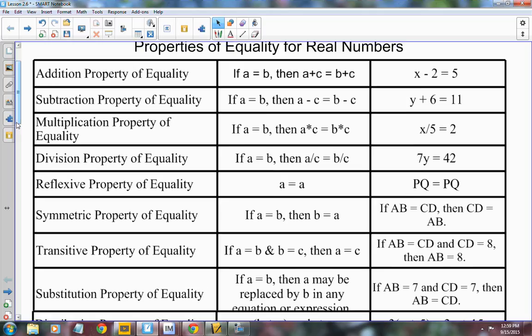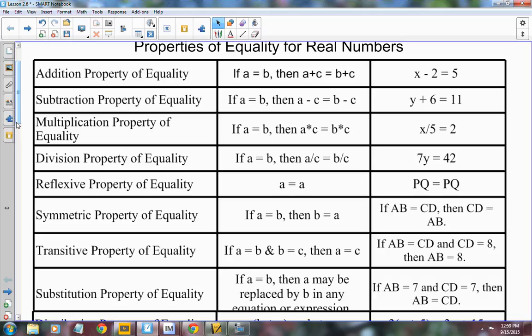Okay, the first one's the addition property. The addition property allows you to add the same thing to both sides of the equation, and it doesn't change it. It keeps it balanced. So like if A is equal to B, then you can add C to both sides: A plus C equals B plus C.